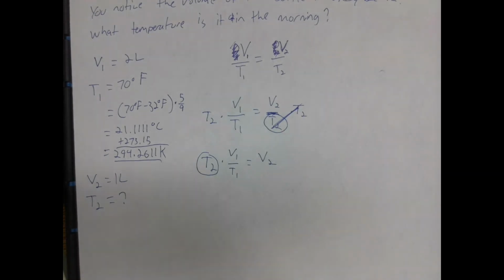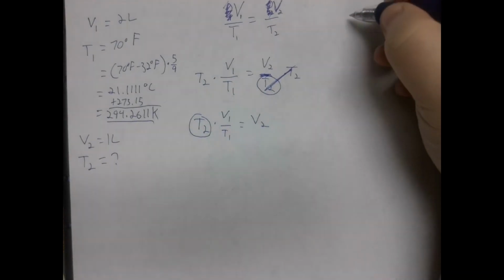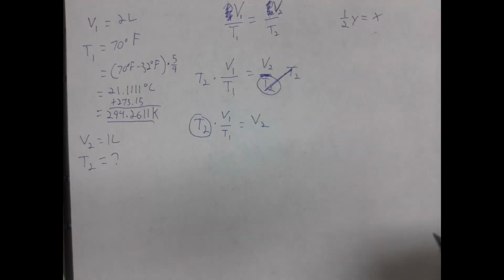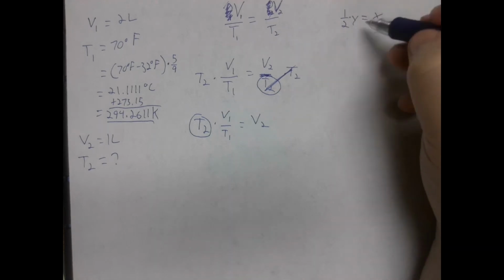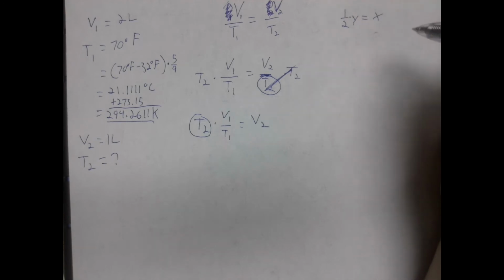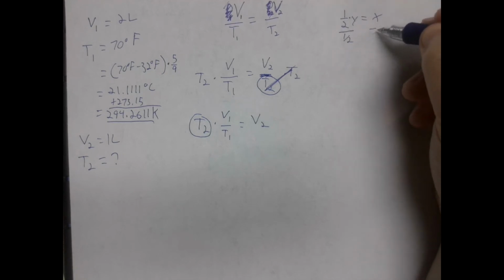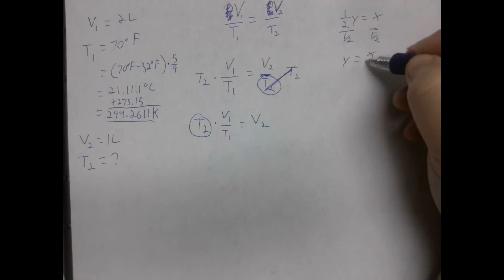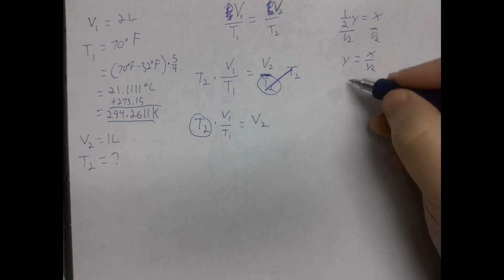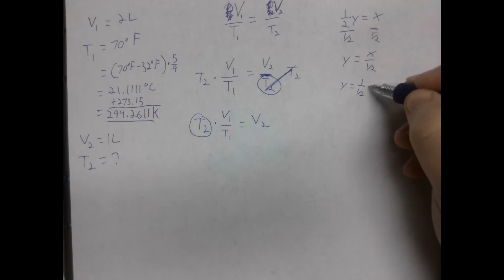So there are 2 ways you can do this algebraically. I'll make a simple example over here using x and y. Let's say that we have 1/2 y equals x. We have something multiplied by y and is equal to x, and let's say we're trying to solve for y. So we can divide both sides by 1/2, and we end up with y equals x over a half. That's really the same thing as y is equal to 1 over a half times x.